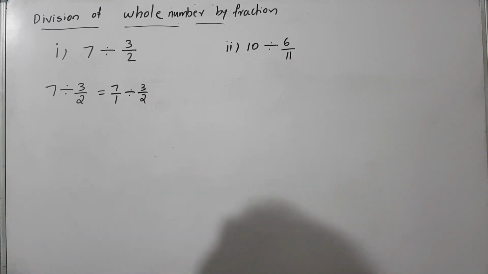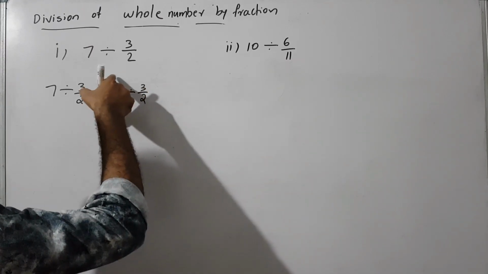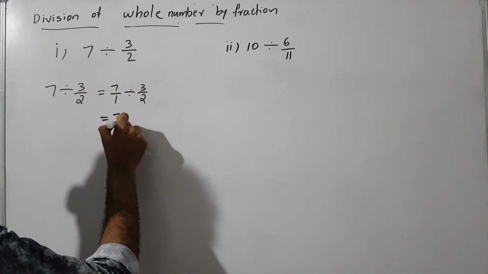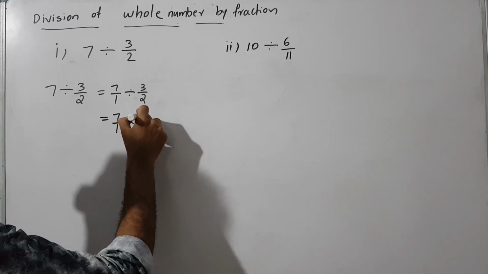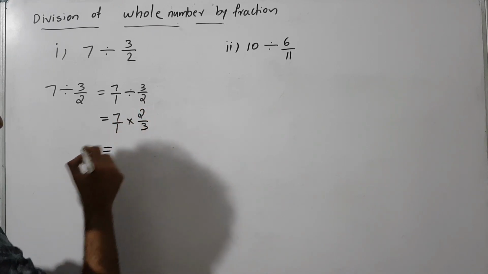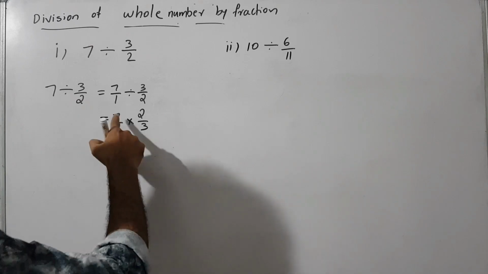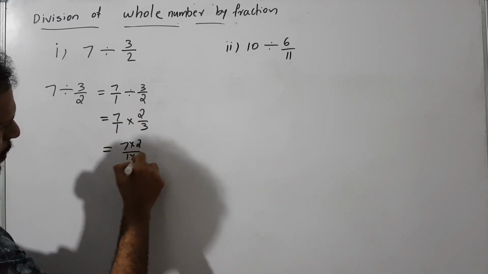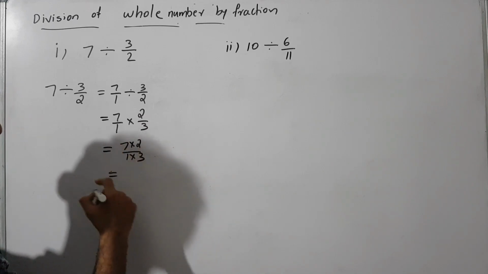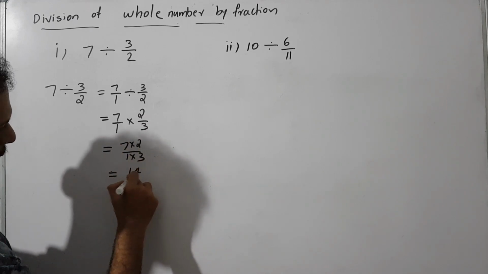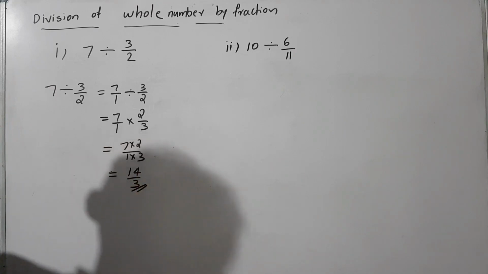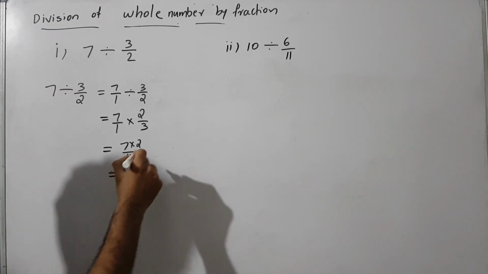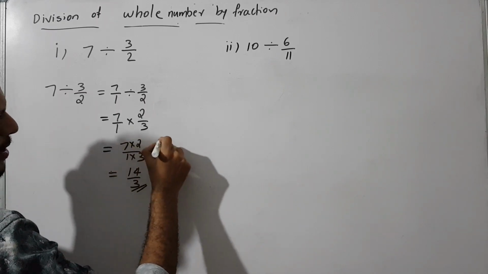Okay, then is equal to, what is the next? We multiply the first fraction by the reciprocal of the second. Then 7 by 1 into 2 by 3 is equal to 7 into 2 by 1 into 3, which is 7 into 2, 14 by 3. Okay, 14 by 3. Then how to write? I am writing one more step here: 7 into 2.